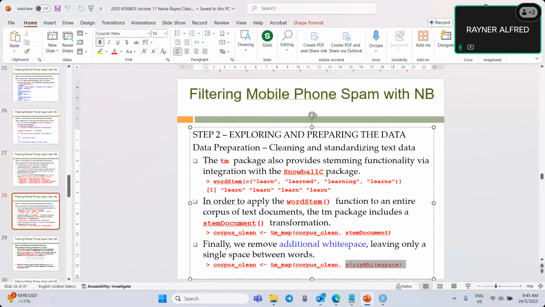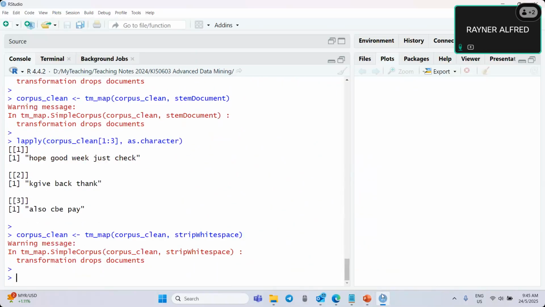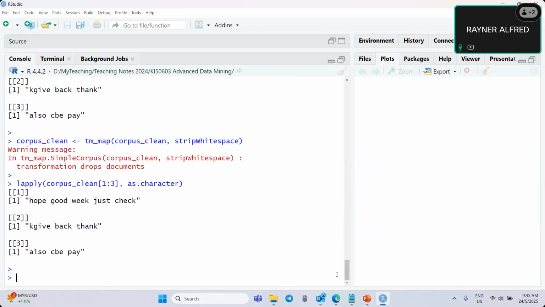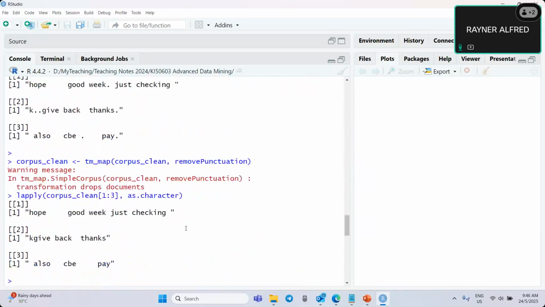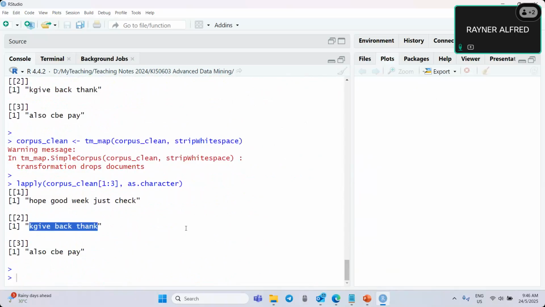Then we also remove all the white spaces. So now we have a complete one. We have cleaned our data: the capital letters, all the white spaces, the stemming, and also all the punctuation removed. So we have very clean data here.